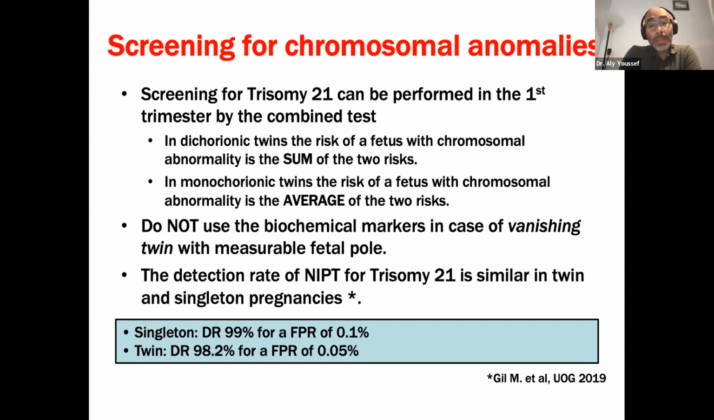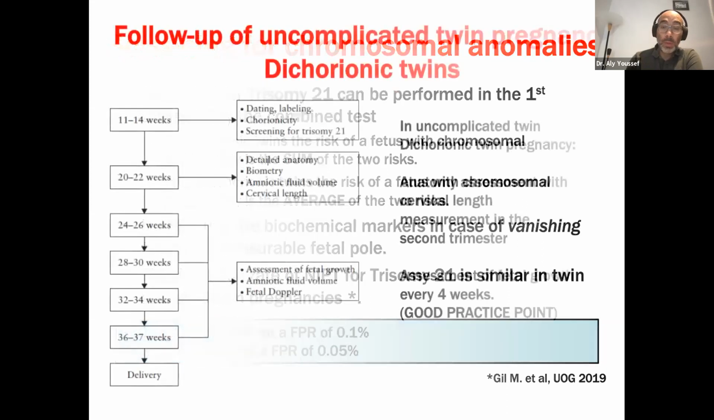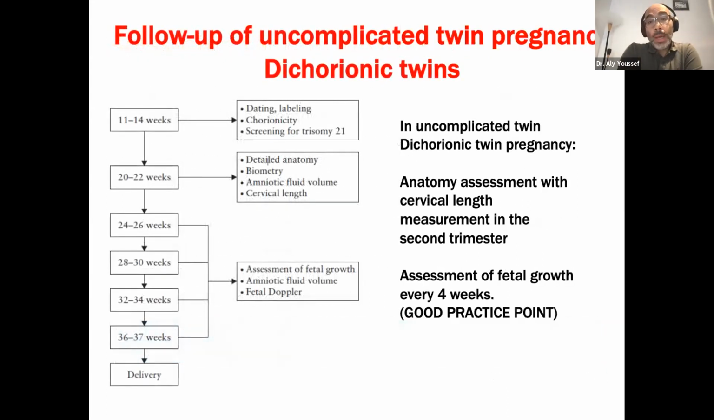What about the NIPT? Okay, so there are increasing data that, at least for trisomy 21, the performance of cell-free fetal DNA in the detection of trisomy 21 is similar in twin pregnancies in comparison with singleton pregnancy. So NIPT works well for twin pregnancies as well as singleton pregnancies. Okay. Once we diagnose the twin pregnancy, we have to know the plan.